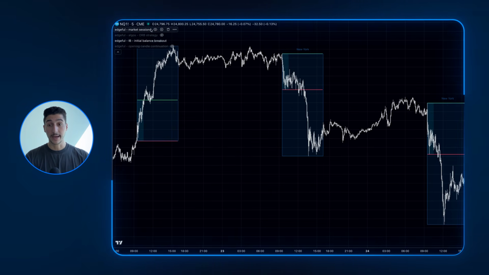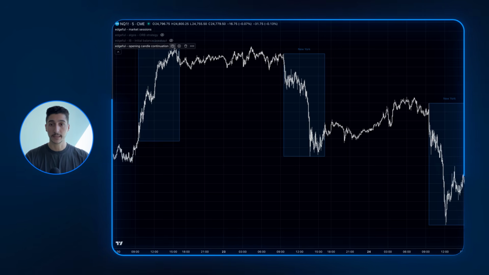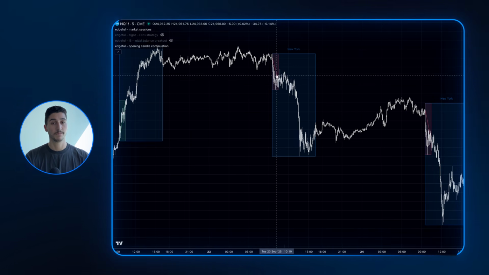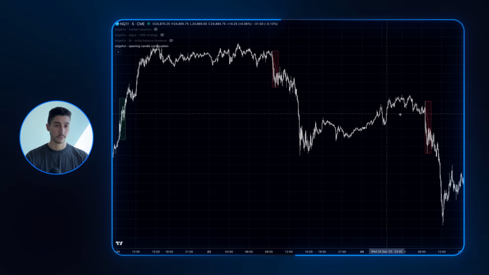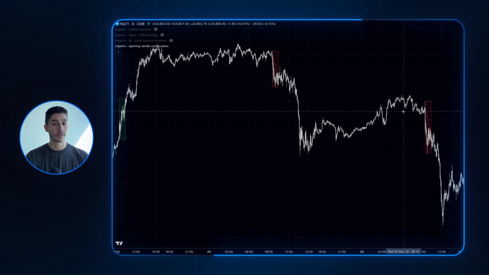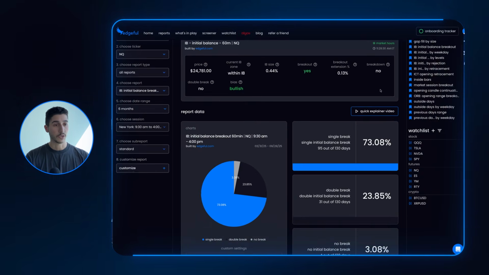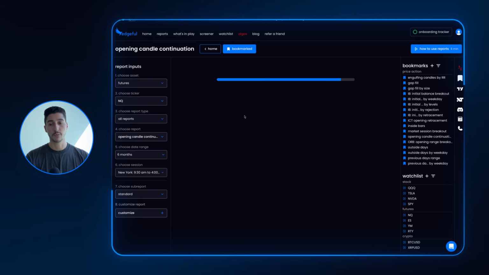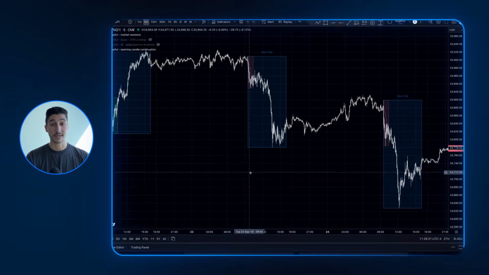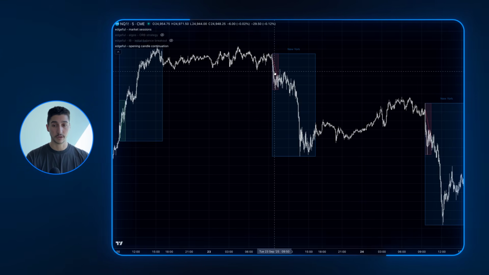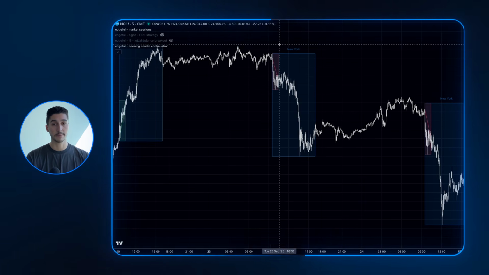And the last indicator that I'm going to show you here is the opening candle continuation. So you can see I'll turn this off. You can see I have this green, the red box here. What are these doing? So we go to the opening candle continuation report. What does this measure? This looks at the color of the first hour of the session, which just gets automatically plotted for you right here. You can obviously see that.